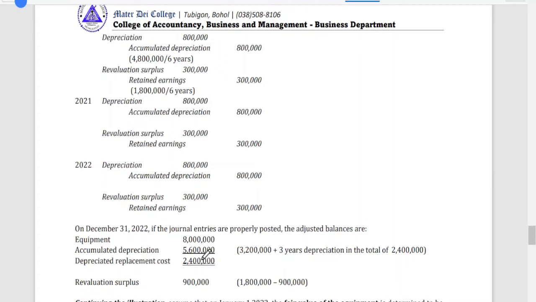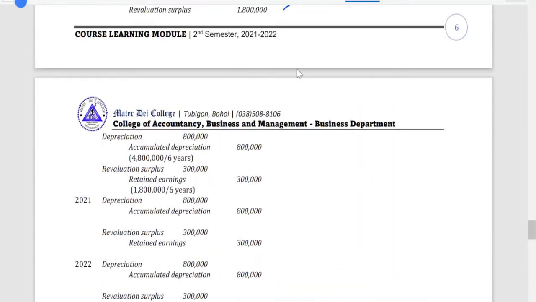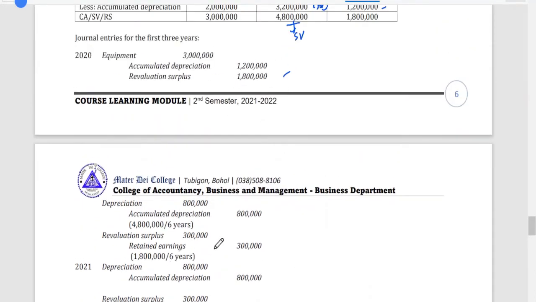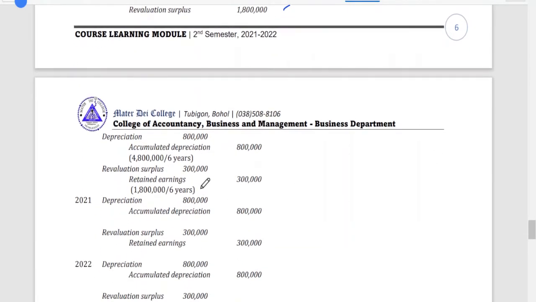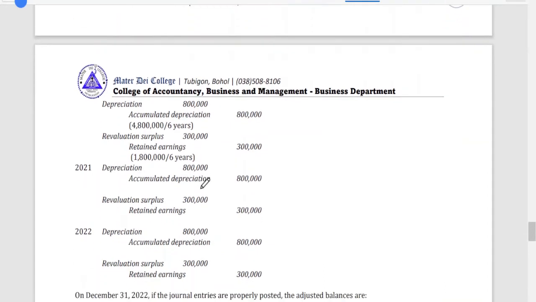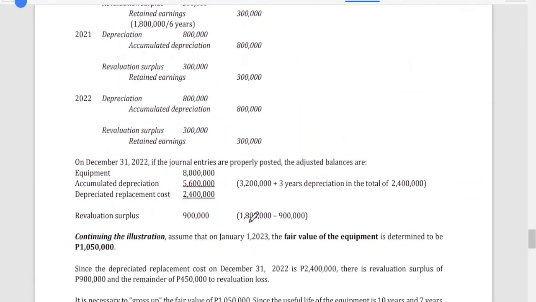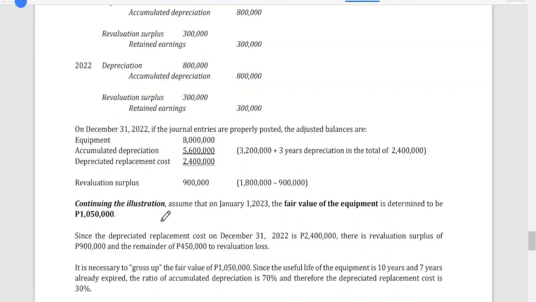For the revaluation surplus, originally we have 1,800,000 and we debited 300,000 in each of the past 3 years. So 1,800,000 minus 300,000 times 3, that's 900,000. So the revaluation surplus now would be 900,000.